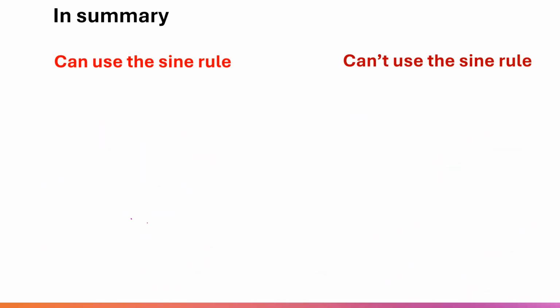All right, let's do a summary. We're going to see in which situations you can use the sine rule and in which situations we cannot use the sine rule. Let's start off with the situation where we can use the sine rule. If you're given two angles, as demonstrated there, and one side of a triangle, you can use the sine rule.